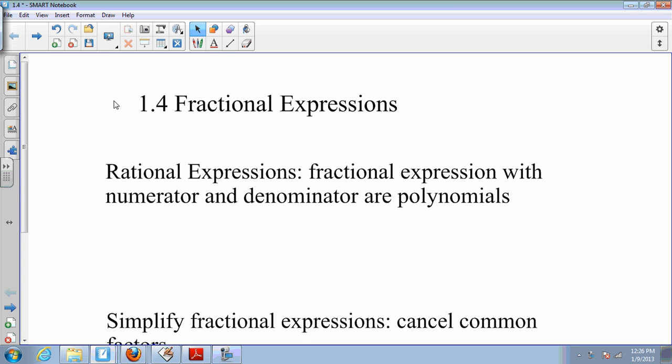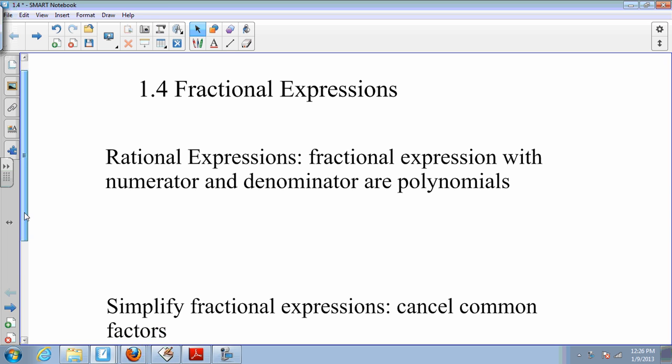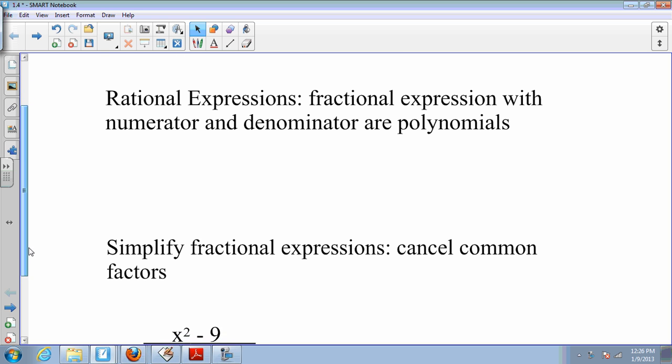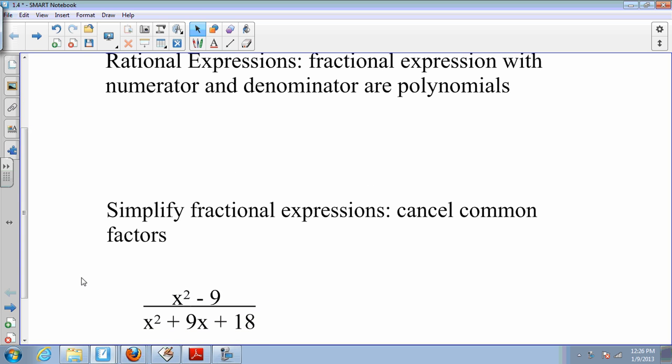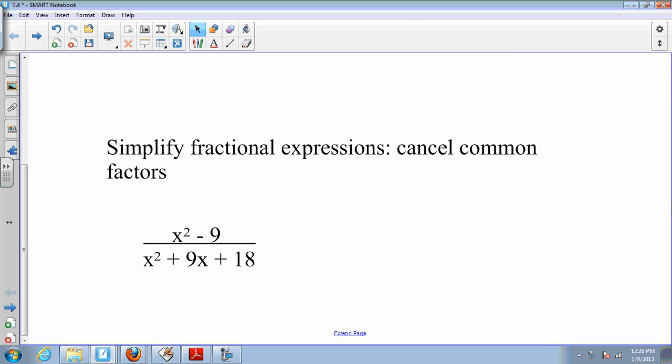1.4, fractional expressions. Rational expressions are expressions with the numerator and denominator as polynomials. When you simplify a fractional expression, you want to cancel the common factors. So, in our first example, we have x squared minus 9 over x squared plus 9x plus 18. When you have a fraction like this, you want to factor the numerator and denominator.